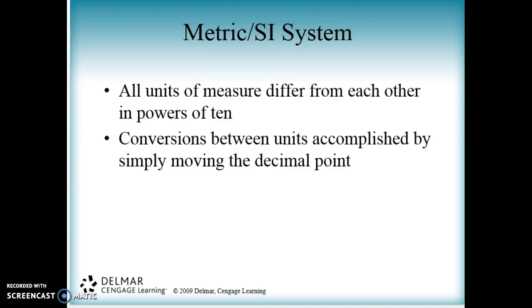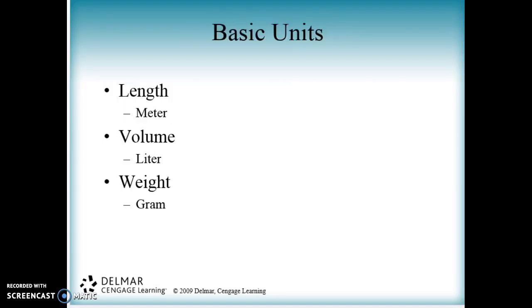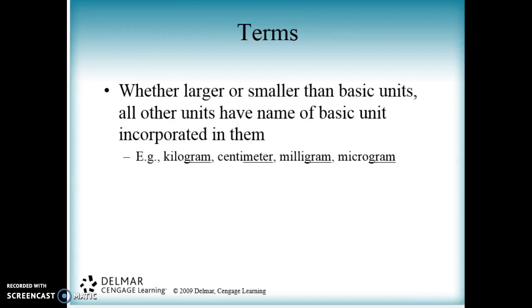So the base units that are involved with the metric system are the meter for the measure of length, the liter for volume, and gram for weight. So those are the 3 basic units, and then what we do is we use those basic units, and then we have prefixes in front of them. So larger or smaller prefixes added onto those base units will give you everything that you need to know about those numbers in the metric system.